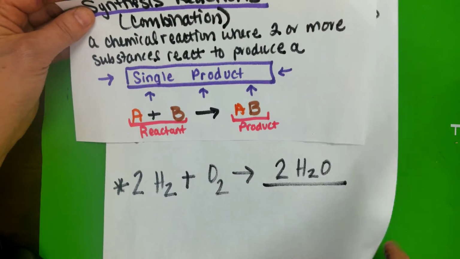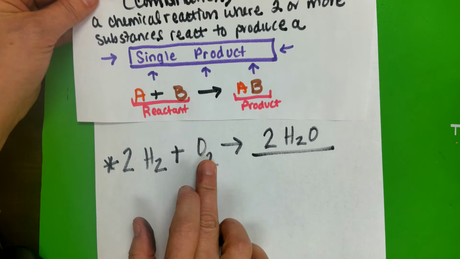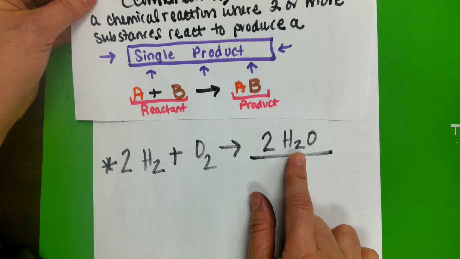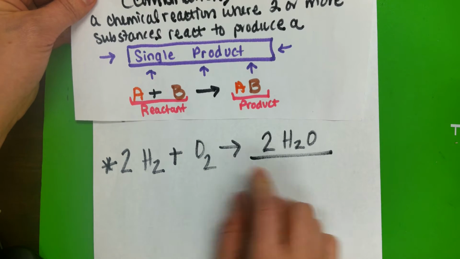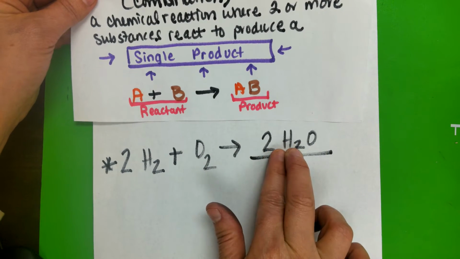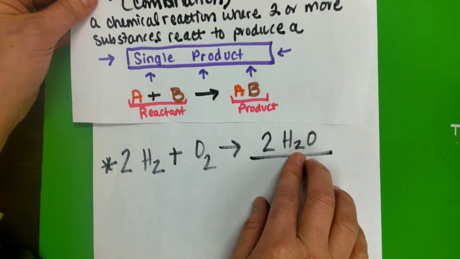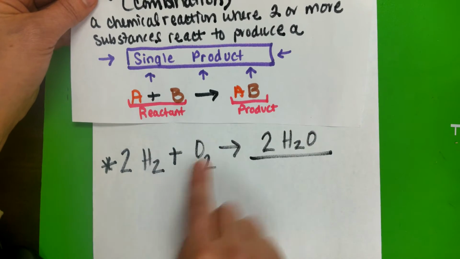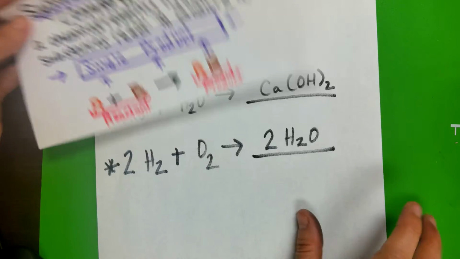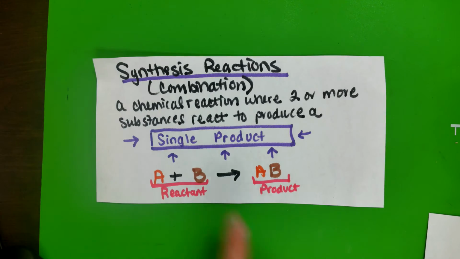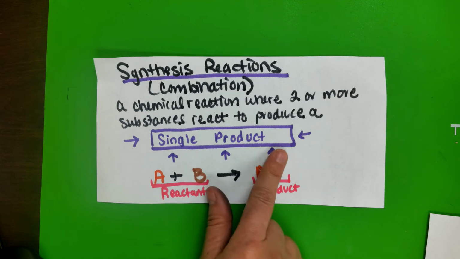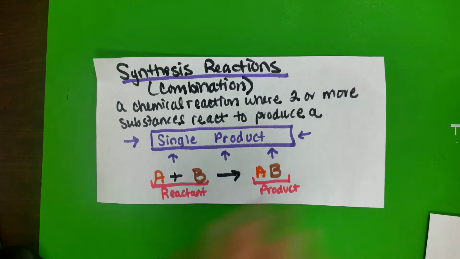Okay, the last one, if you see H2 and O2, when you combine them, you make water. Two molecules of water. So again, that's your A, that's your B, and this is AB together as a product. They make water, totally different elements than this. This makes a compound. Okay, so that's it for synthesis. Make sure you understand that synthesis is a combination. It's two or more substances, and they react to produce one single product.